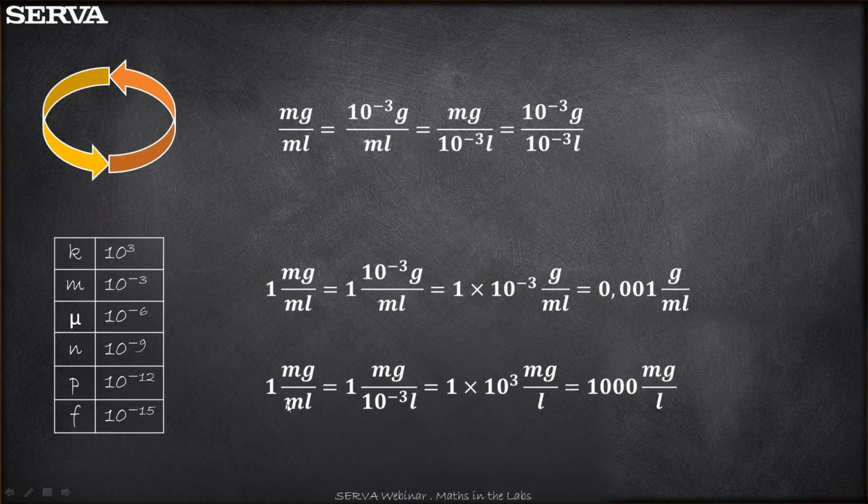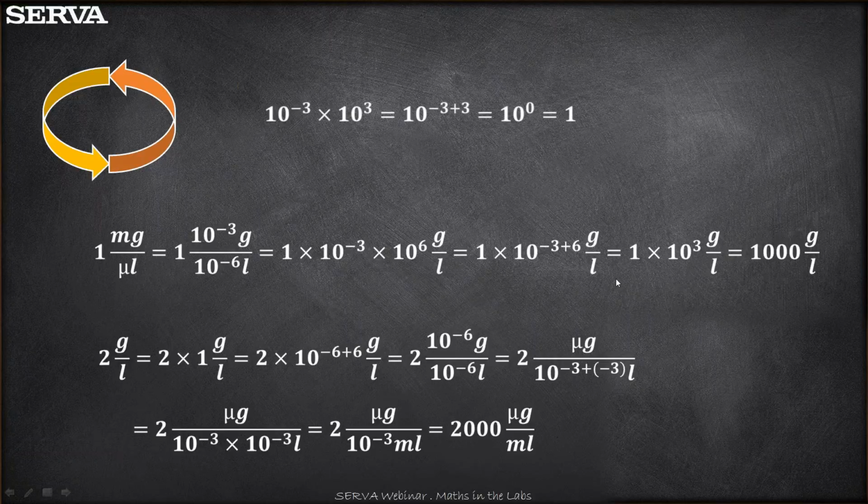So if you want to get rid of this milli here, you want to have milligrams per liter, then you write the milli as 10 to the minus 3. But attention now, you have to use the reciprocal when you write it in front of your fraction. So from 10 to the minus 3, you would have 10 to the 3. Then you can calculate that, shift the point to the right side, 3 digits, and you would have 1000 milligrams per liter.